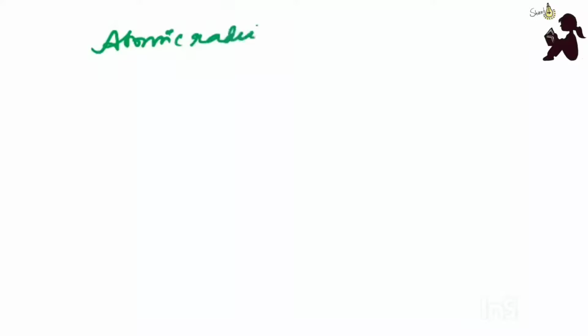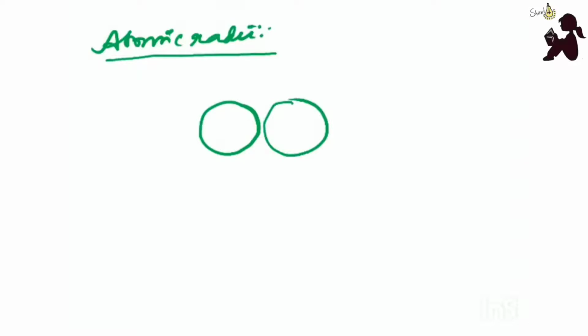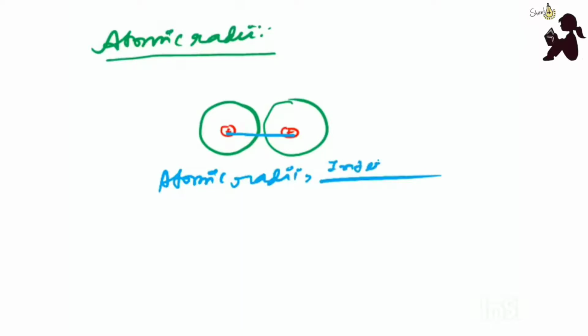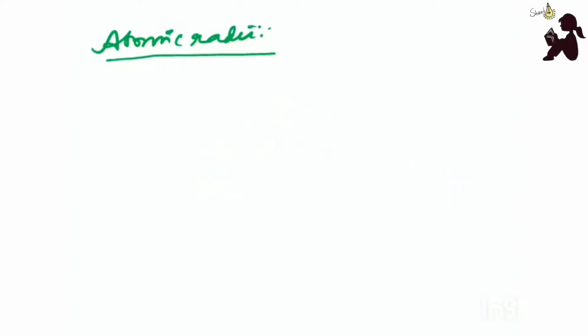Atomic radii. Now in atomic radii, suppose this is an atom and this is an atom. So it has a nucleus here and it has also a nucleus here. So there is a distance between them, right? So the atomic radius will always be half of this internuclear distance, that is, divided by 2.